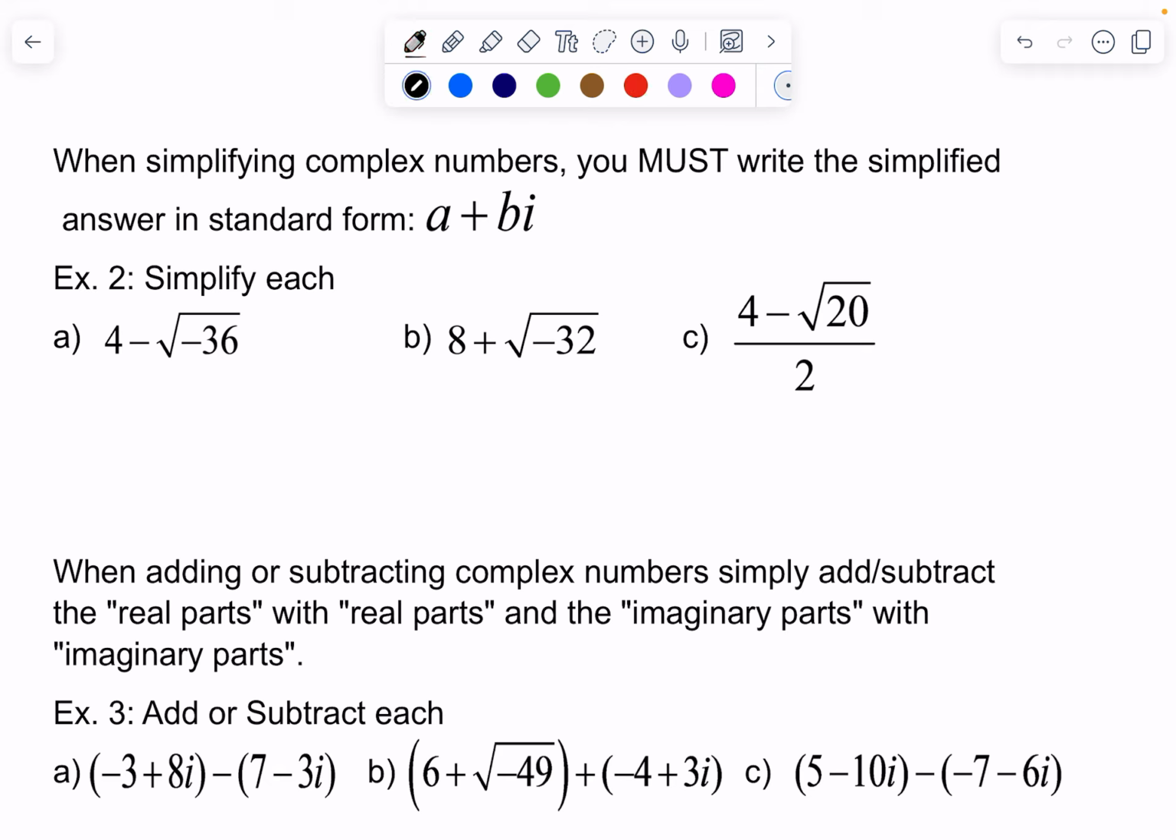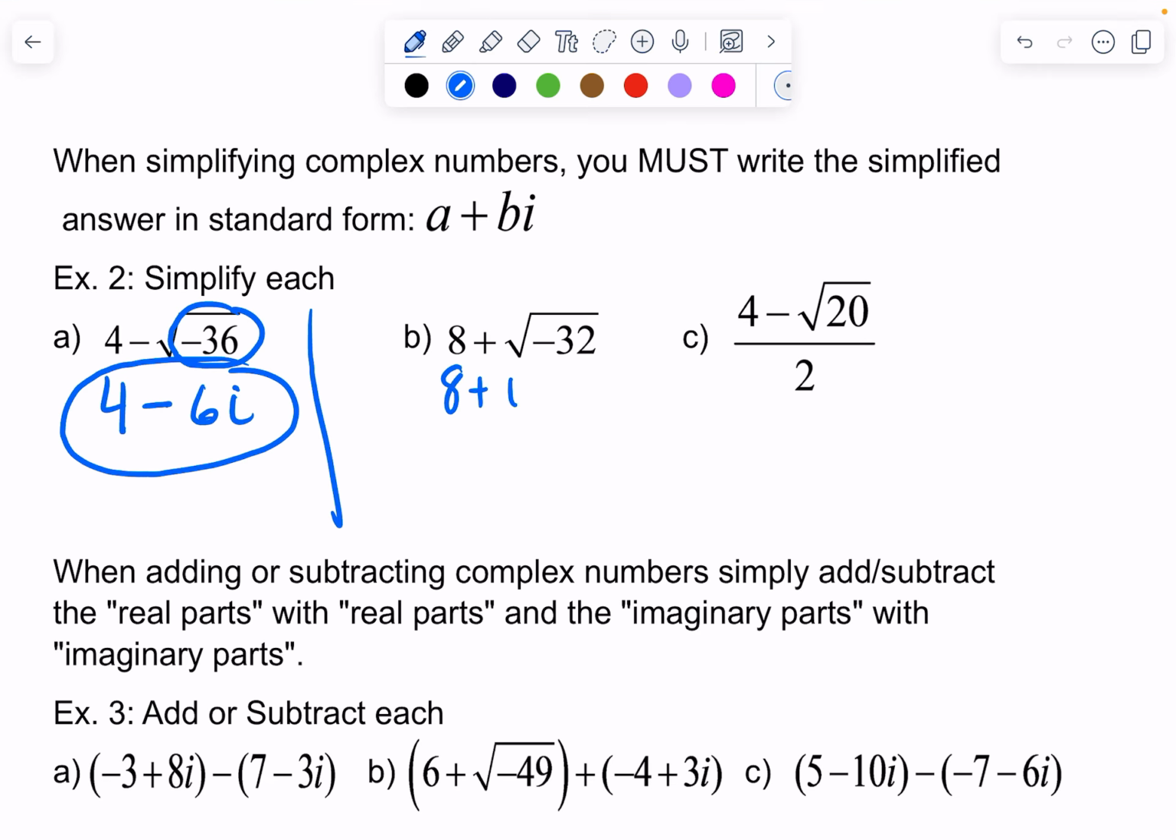Okay, when simplifying complex numbers, you must write the simplified answer in standard form, a plus bi. So what does that look like? Well, in this particular case, I've got 4 minus the square root of -36. Well, the square root of -36 is 6i, and we're done. 8 plus the square root of -32. This is 8 plus, we're going to take out an i first to get rid of that negative inside the radical. And then if you remember, this is 2 times 16. Square root of 16 is 4. So this is 8 plus 4i with a square root of 2 left over.